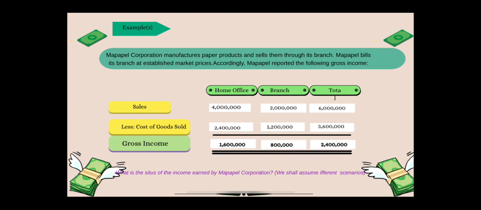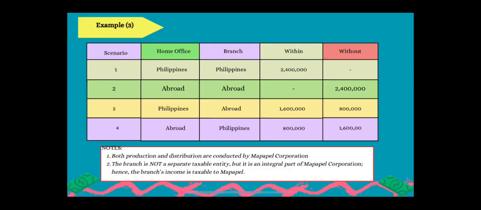The branch is not a separate taxable entity, but it is an integral part of Mapapel Corporation. Integral meaning it is part of the whole. Hence, the branch income is taxable to Mapapel. For the first scenario, their home office is in the Philippines. Their branch is in the Philippines also. So, it will be taxable within the Philippines. So, their gross income will be 2,400,000.